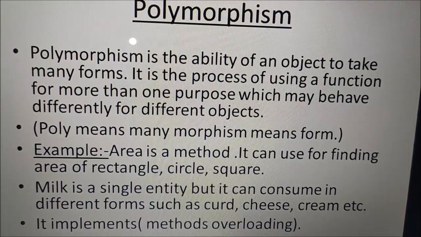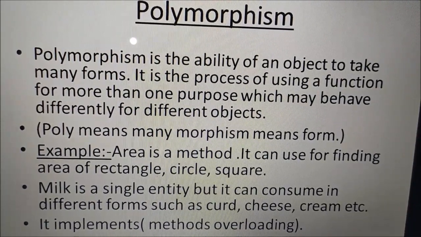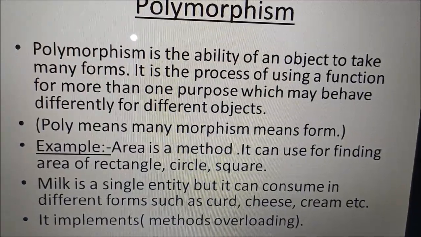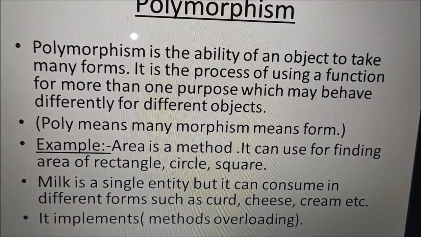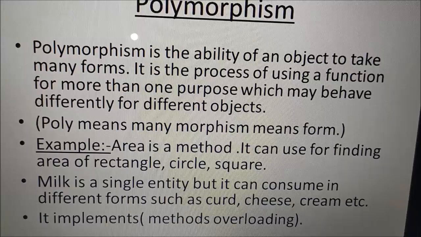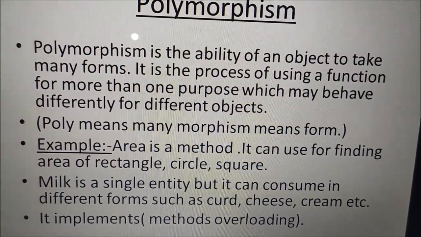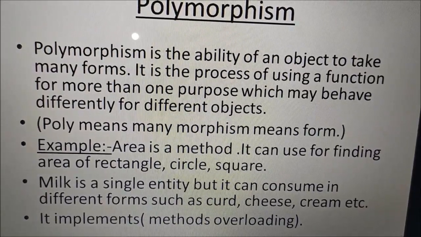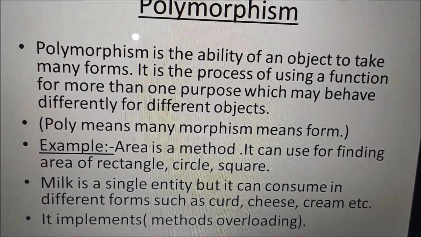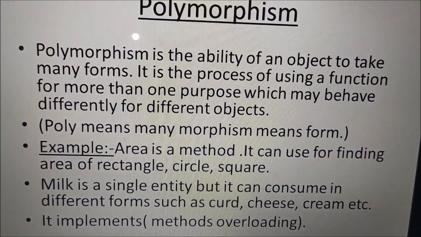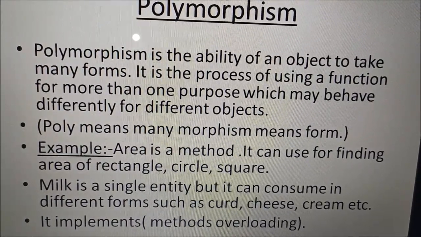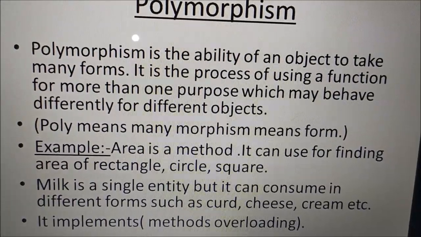जैसे कि आप देख रहे हो मिल्क, it is a single entity but it can be consumed in different forms such as curd, cheese, cream. So milk is one product, a single entity, but it is used in different ways. It can be used as milk, as curd, as cheese, as cream. So what happens in object oriented programming? Here, who behaves in the different way? The method or the function.